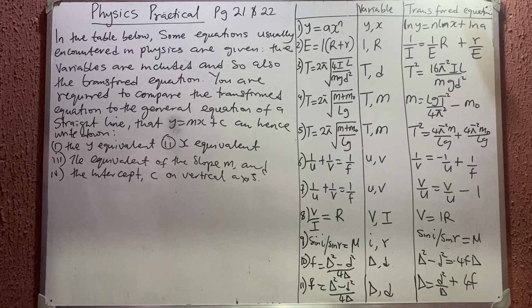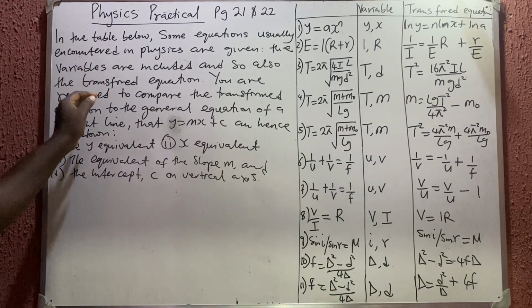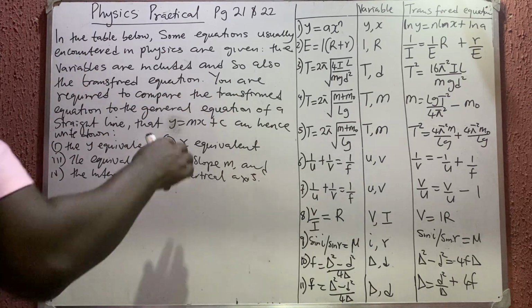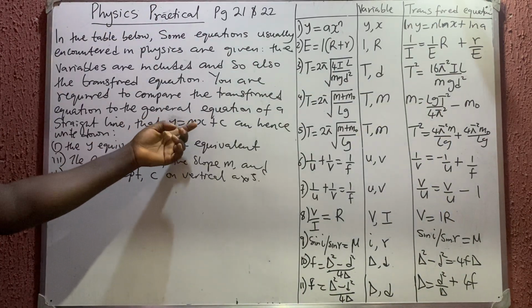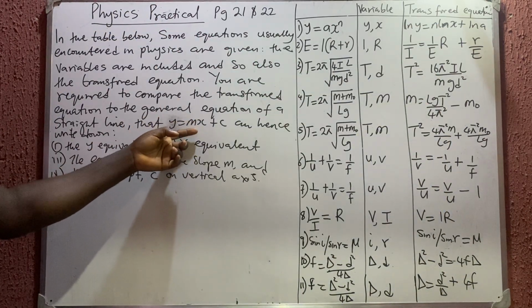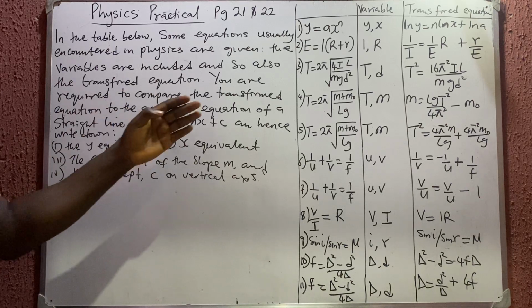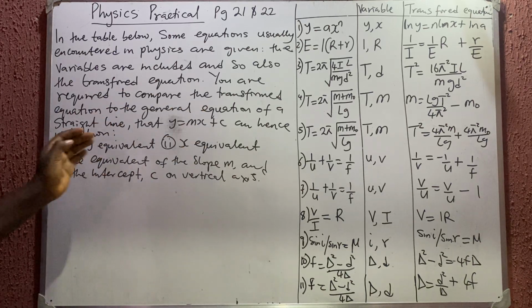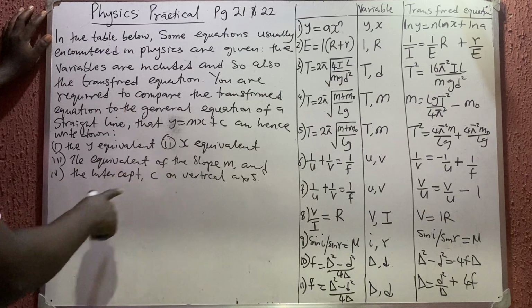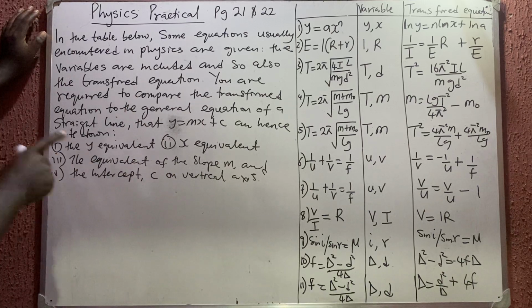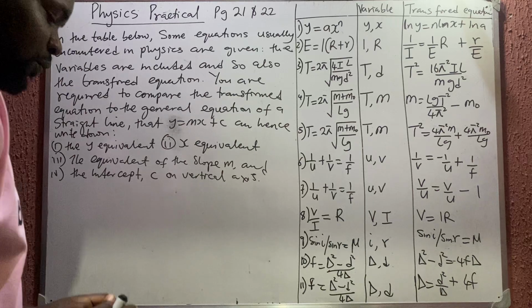These are the transformed equations, and you are required to compare this transformed equation to what? To the normal equation of a straight line. So you have to compare the two of them. Hence you find so many things. You have to find, number one, the y equivalent, the x equivalent, the slope, and the intercept. So we are asked to find four things.